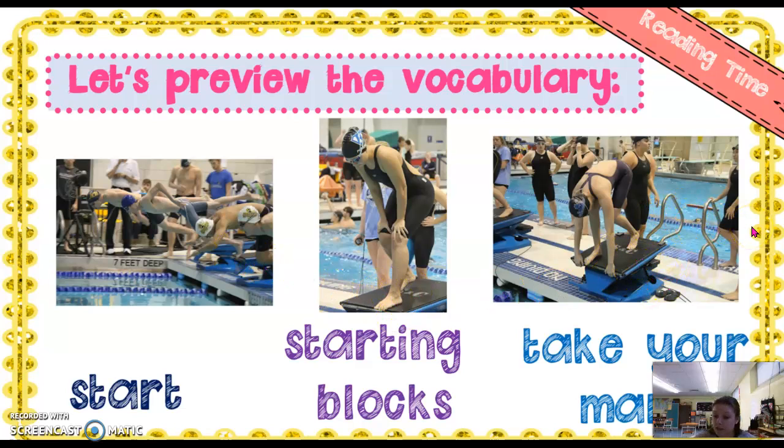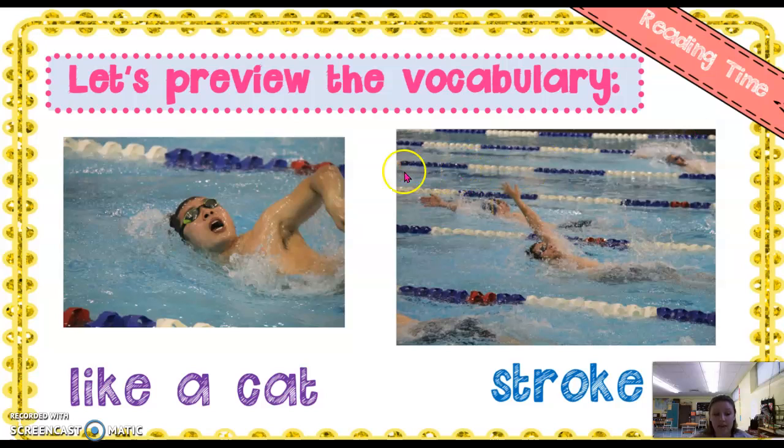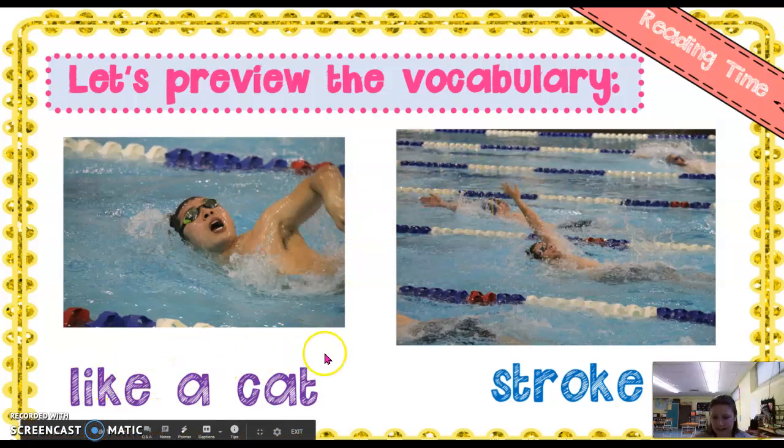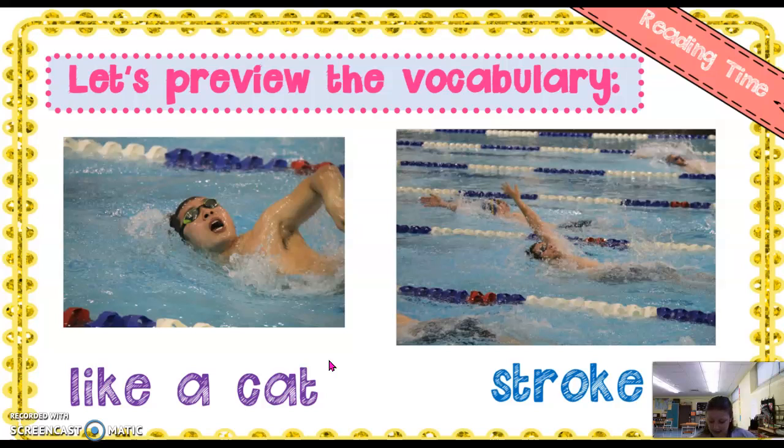The third vocabulary term is take your marks. You may have heard someone say, on your mark, get set, go. Take your marks is just like that, and it means to get into the starting position or into your starting place at the beginning of a race. And then 2 more. The first one says, like a cat. And you might be thinking, what does it mean, like a cat? If you say someone is like a cat, it means that they're moving in a way that resembles or looks like a cat. So we'll find out what that means for Val's story.